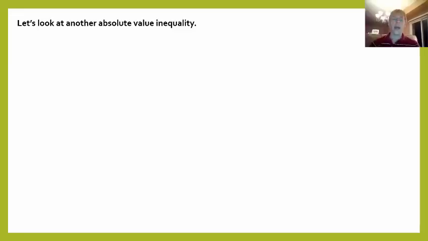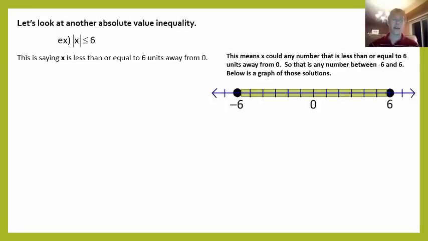Let's look at one more absolute value inequality here. So now let's look at the absolute value of x is less than or equal to 6. Well, what this is saying is that x is less than or equal to 6 units away from 0. So what does that mean on a number line? That means x could be at +6 or closer to 0, and x could be at -6 or closer to 0. So essentially it could be any number including 6 and -6 or in between them. Again, we can see that we have two inequalities going on here: x could be greater than or equal to -6, and x could also be less than or equal to +6.